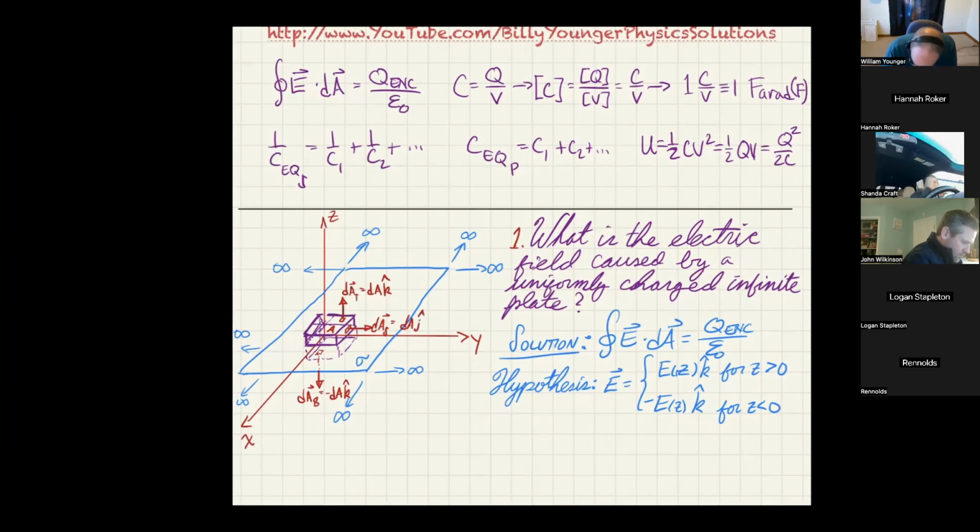And for instance, over here, the dA would point in the i hat direction. And over here, the dA would point in the negative j hat direction. And back here, this dA would point in the negative i hat direction.